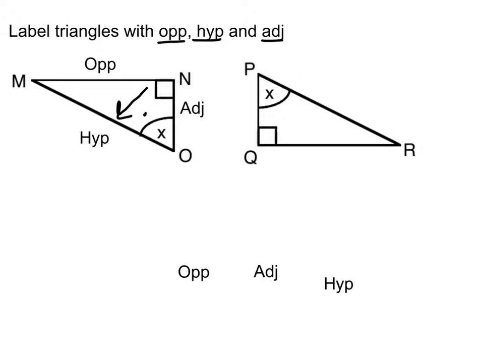Let's move on to the second triangle, PQR. So firstly, here's my angle x, so we label the side opposite it op. We label the longest side hypotenuse, and remember the longest side is always opposite the right angle, so PR is hype, and the remaining side therefore is adj, so PQ is adj.